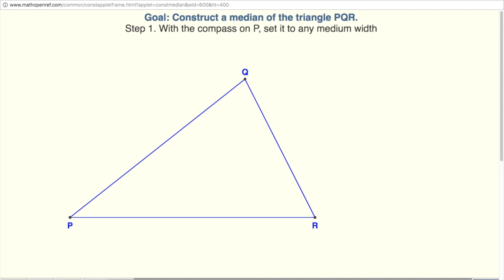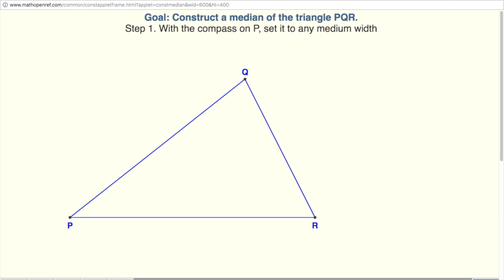So we have a triangle here and we want to construct the median. Well, what is a median? A median is a line that goes from one of the angles down to the opposite side, and cuts the side in half. So if we went from Q down to PR, it would cut PR into two equal segments.